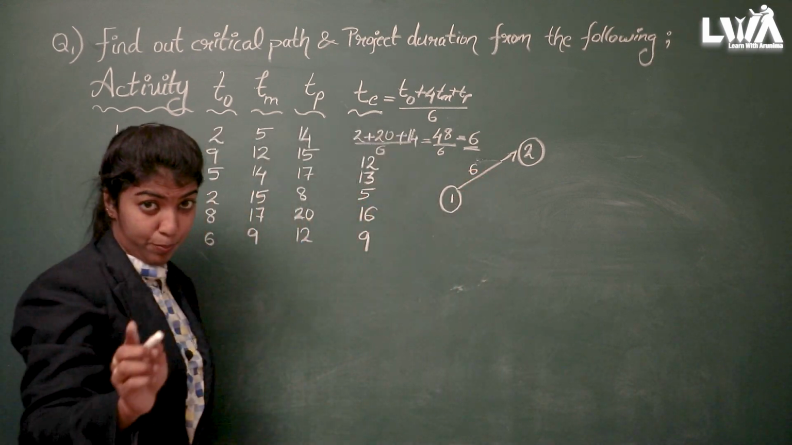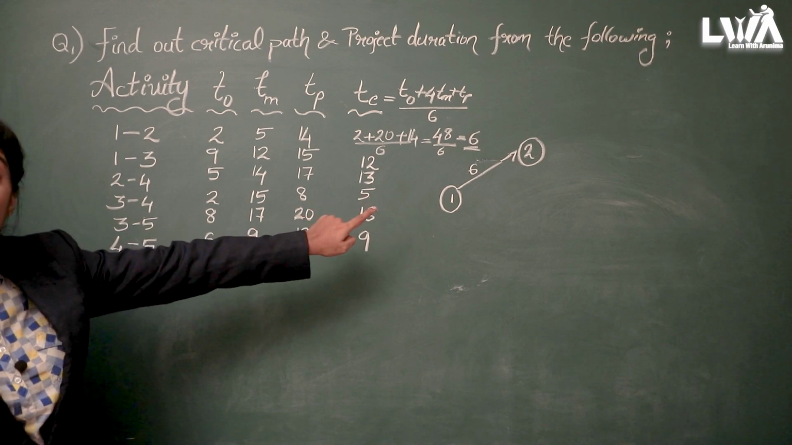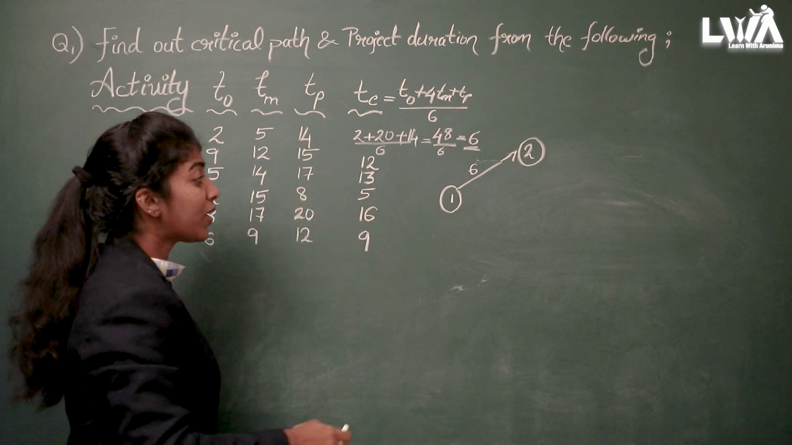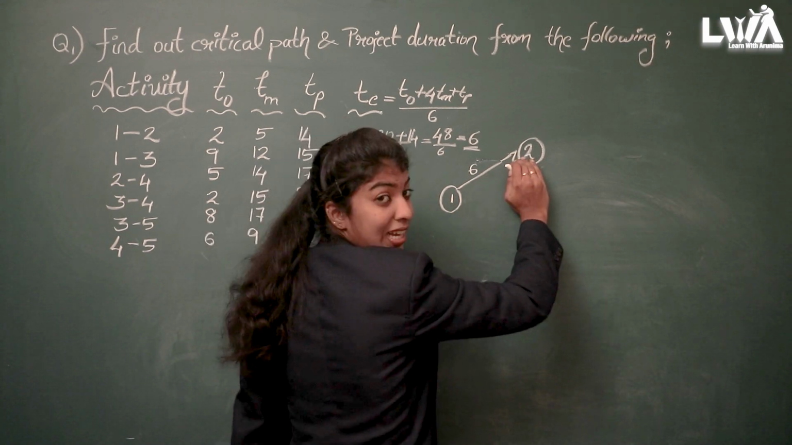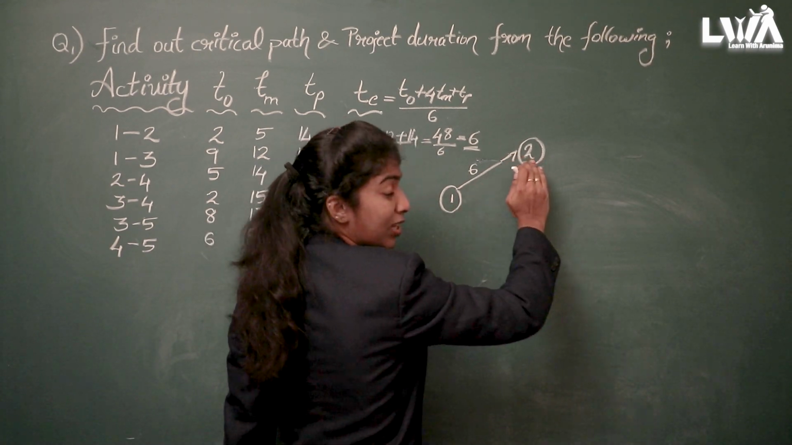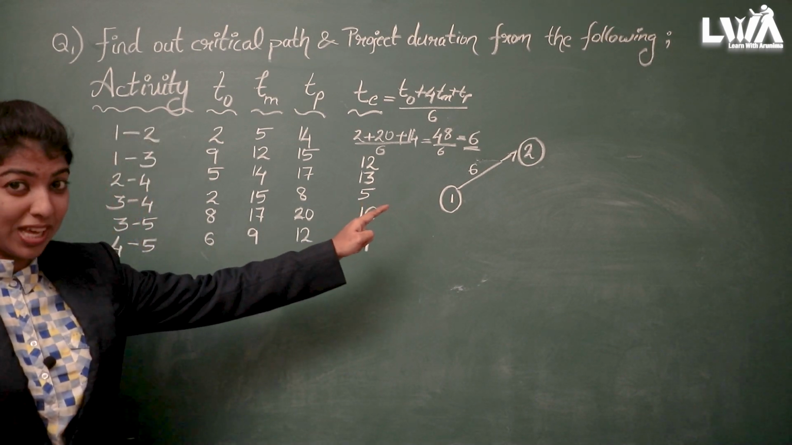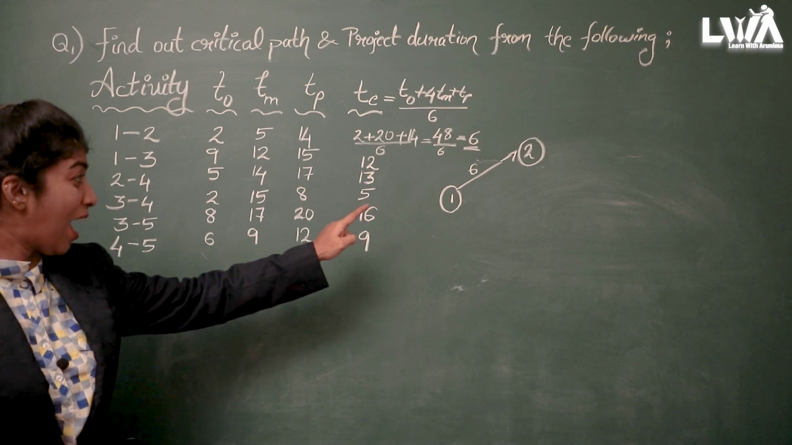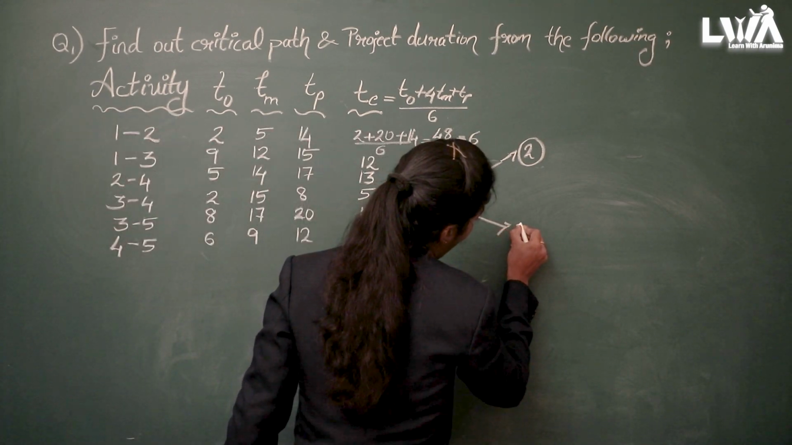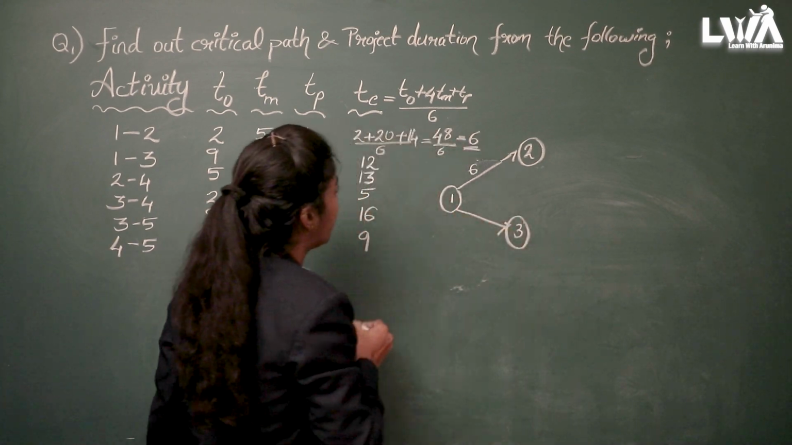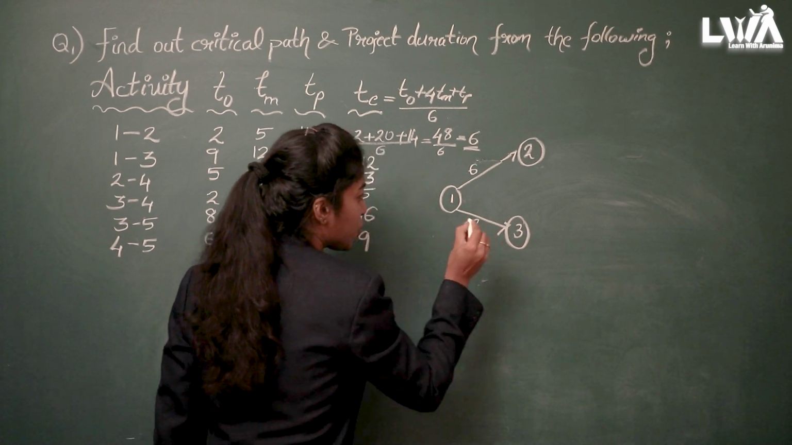Mark it. It is very important. When we are drawing a project diagram, the duration, the time to reach from one event to the next event, is very important. So write that time in a very cautious manner. Again, 1 to 3. Next event is from 1 to 3. What is the timing here? 12. Okay, the duration is 12.